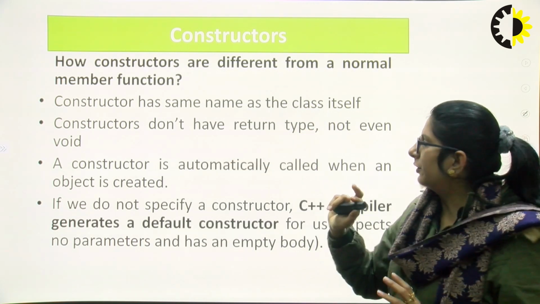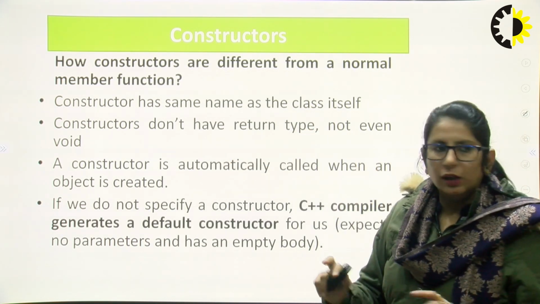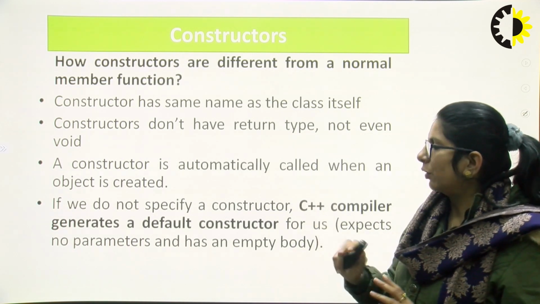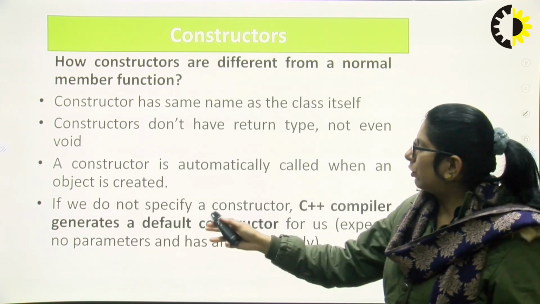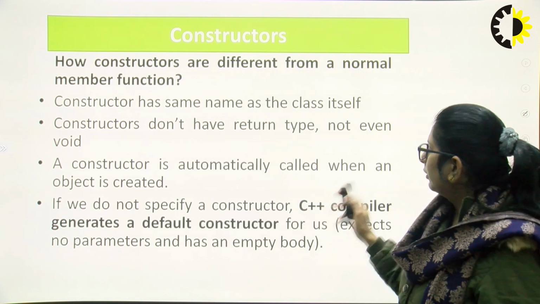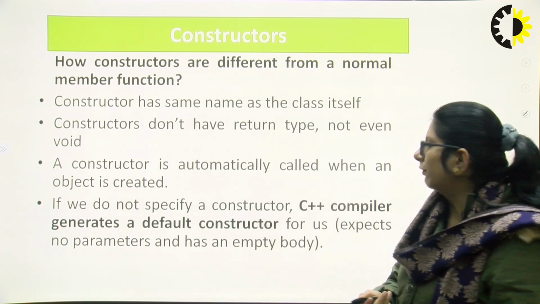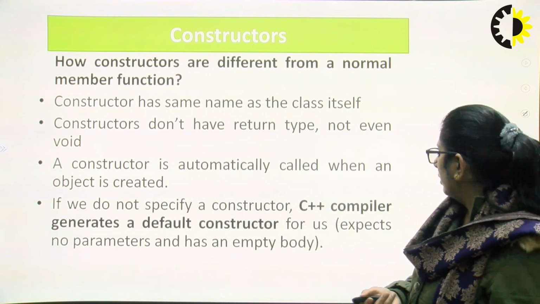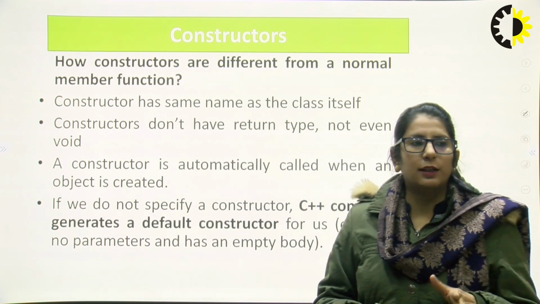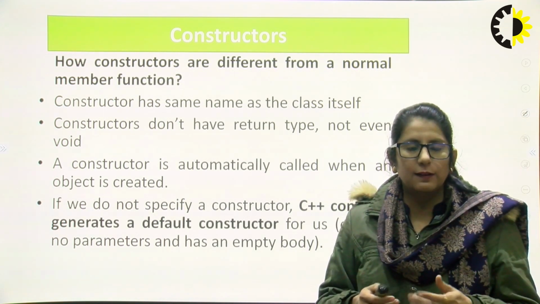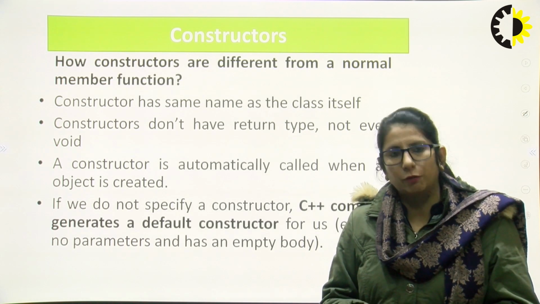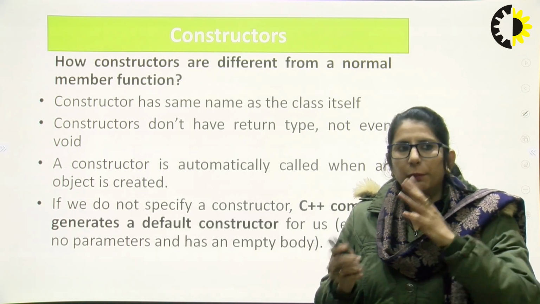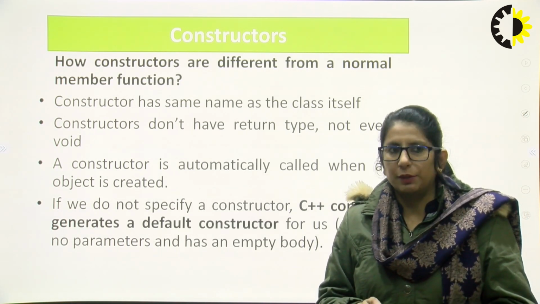A constructor does not have any return type, not even void. A constructor is called automatically whenever an object gets created. If we do not specify a constructor, then the compiler will automatically generate a default constructor for us. But the default constructor is basically a constructor with an empty body. That's why we call it the default constructor. So these are the properties of the constructor. Most of the time, they come in your exam.